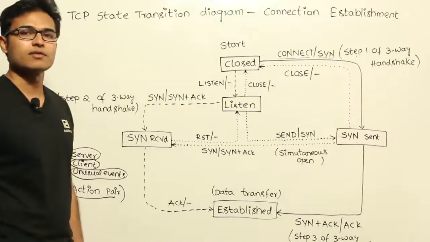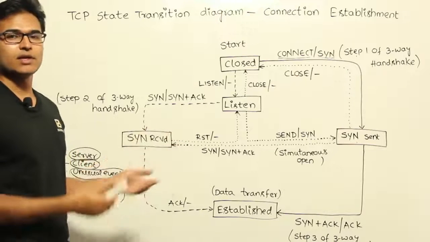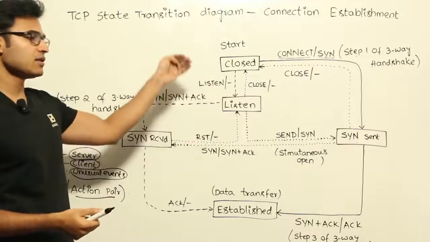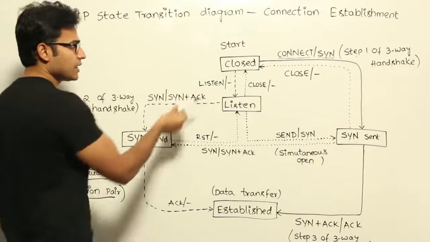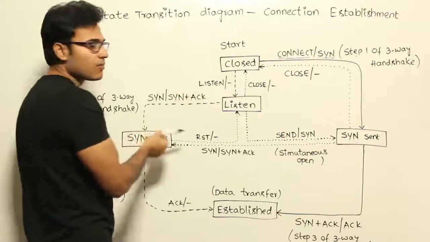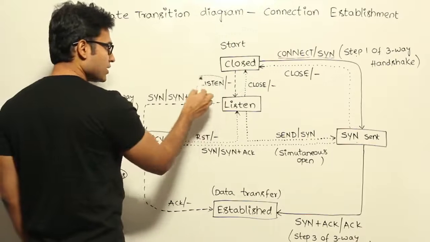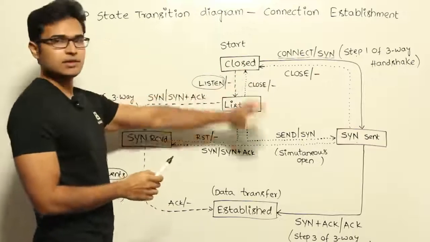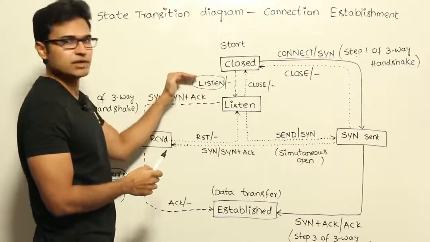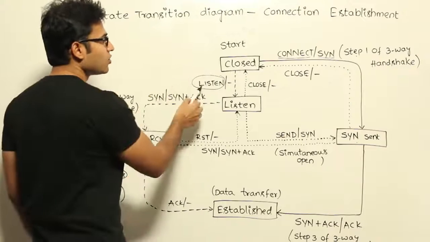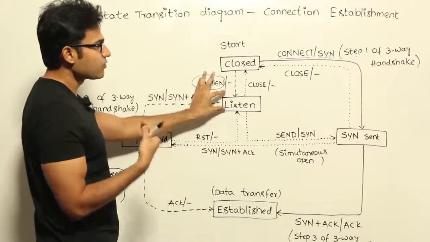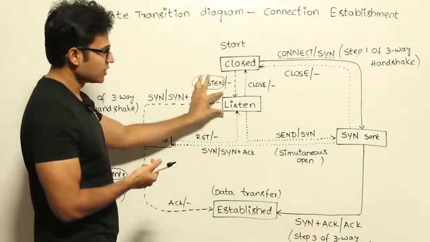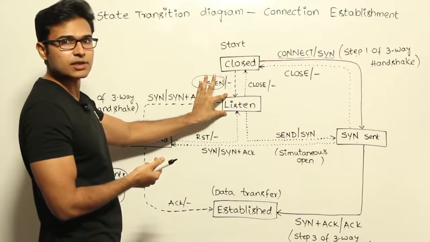Now what will the client expect from the server? The client will expect the SYN plus acknowledgement. Now let's see what happens at the server at this point. The server is initially in the closed state, but it will issue a system call even without getting the SYN: listen. With the listen system call it goes to a state called listen, where it will be waiting for the other side to send the SYN. So this is where our server is initially.